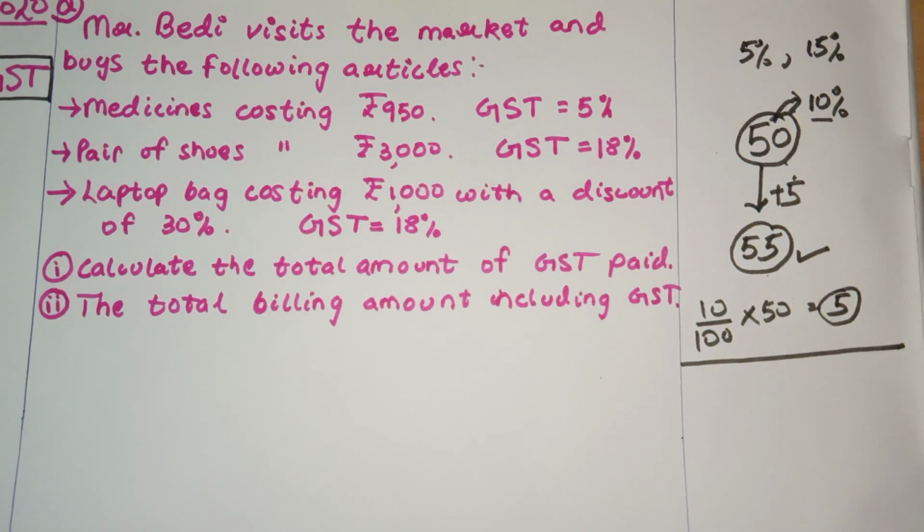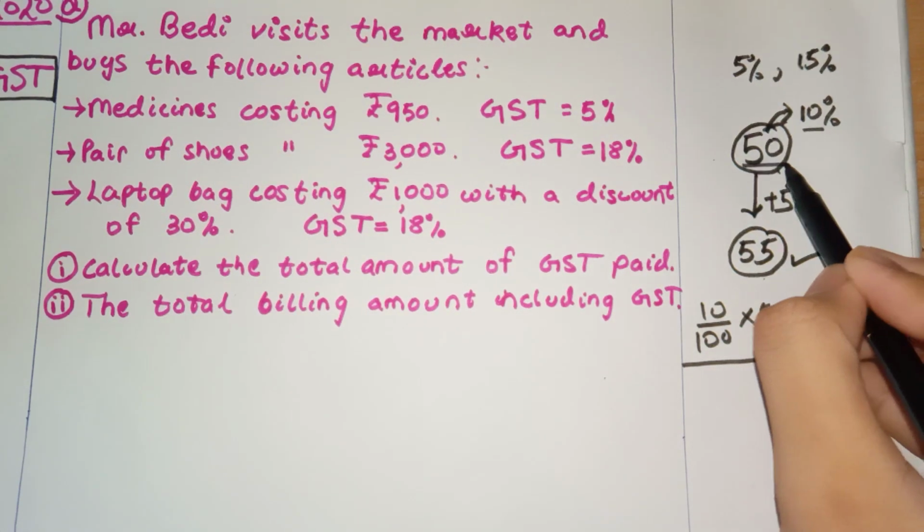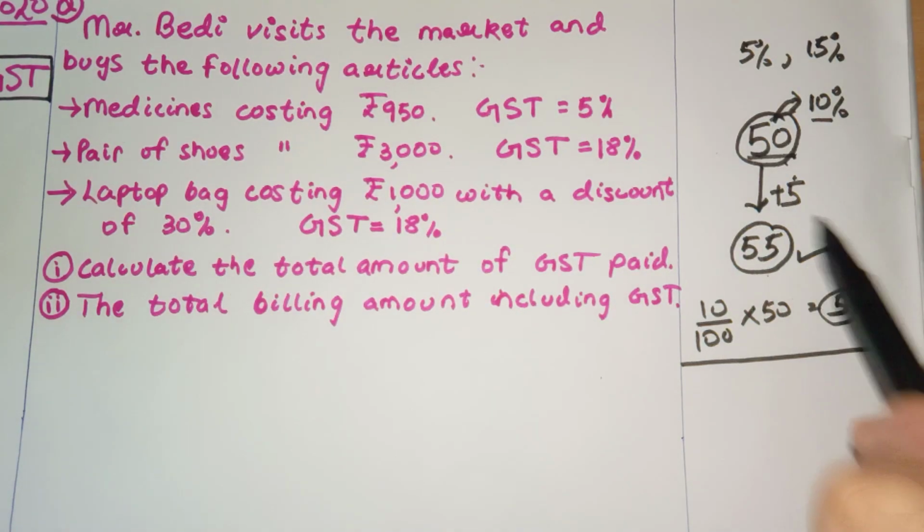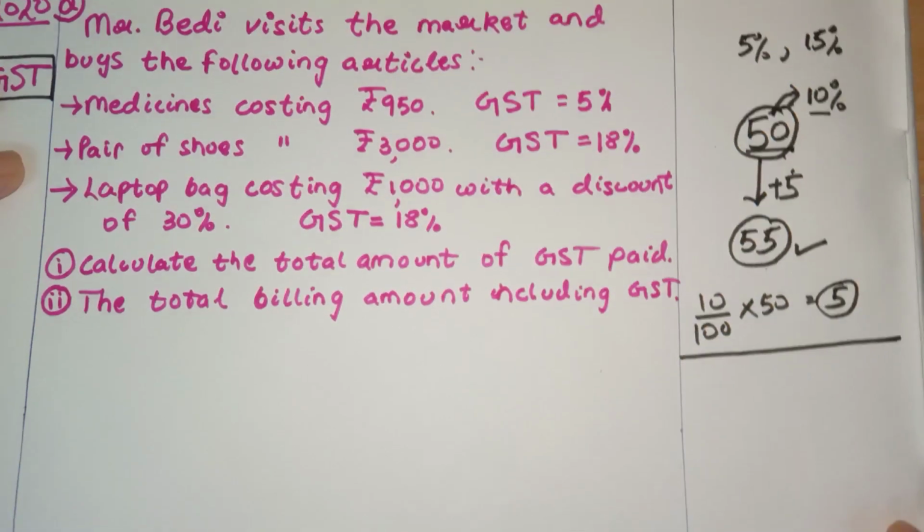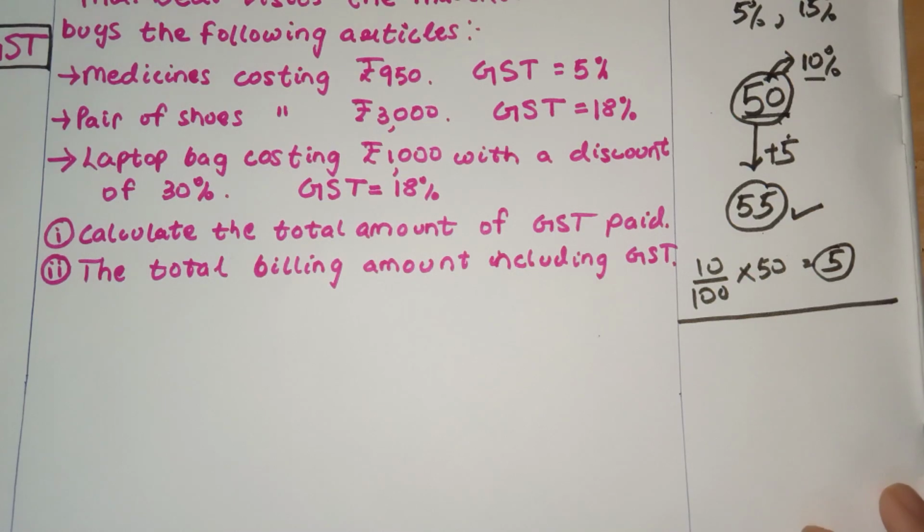An important point I want to say is that GST is paid on the final amount that we have to pay to the shopkeeper. Here the final amount we wanted to pay is 50. So the GST is paid on this 50 rupees. Now let's look at one more example.